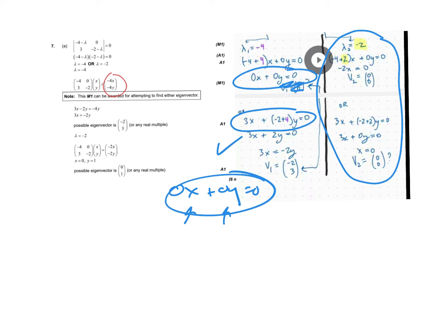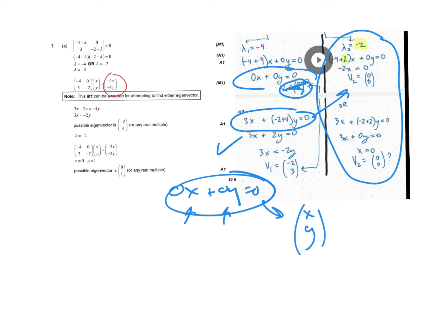This eigenvector here is not 0, 0. It's actually going to be x can be anything, y can be anything. It's not 0, 0, because it can be any number and it's going to be true. So that's a problem, which also transferred over to this one.